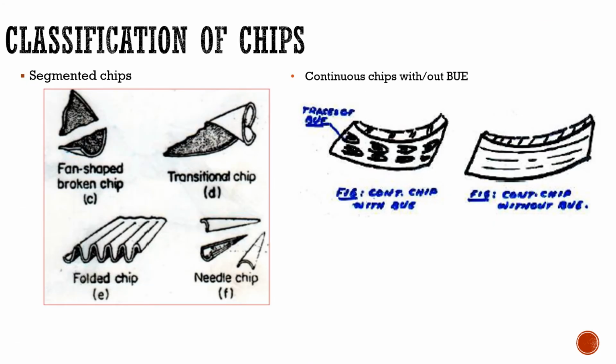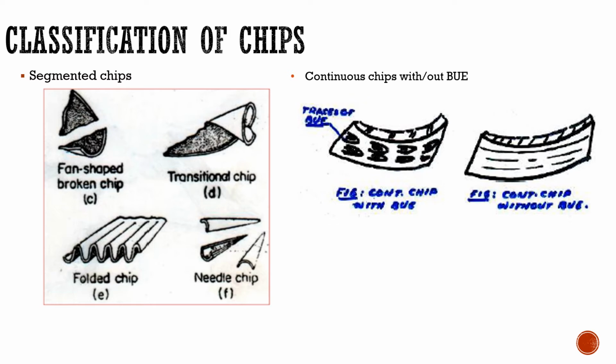And these are examples of the continuous type with and without build-up edge, and also the segmented type of chip formations. For the continuous type without the build-up edge, usually the work material is the ductile type, and the cutting velocity used is usually high, feed rate is low, and the tool geometry or rake angle used is usually positive and quite large, and it is using cutting fluid applications.